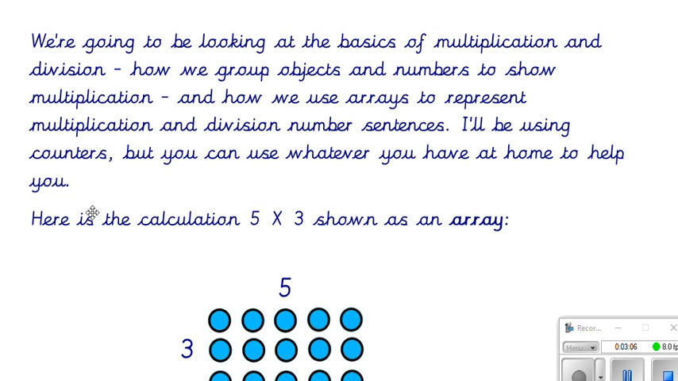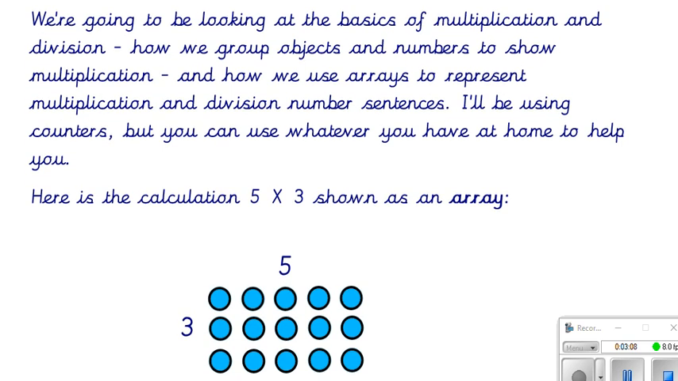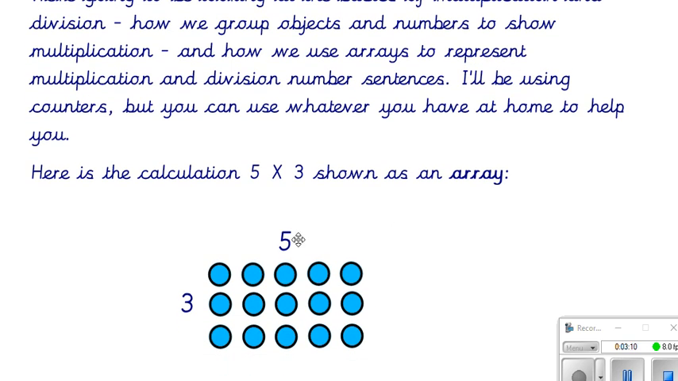Now, I'm going to be using counters in school, and I'm going to be using counters on the screen as well, just like the ones you can see there. There are things you can use at home to help you. I'll show you that in just a minute. First of all, let's look at what the word array means. And you'll have done this before, you'll have seen this earlier on in school.